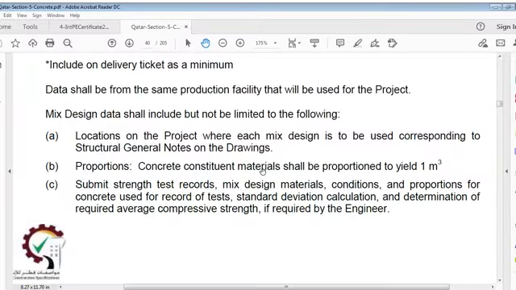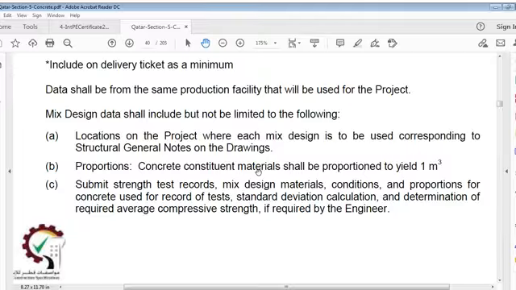Chloride migration coefficient in m square per second, if specified, and that is included on the delivery ticket as a minimum. Data shall be from the same production facility that is used for the project. Design data shall include but not be limited to the following: location on the project where each mix design is to be used, corresponding to structural general notes on drawings. Structural general notes on drawings, this is a must. It's very useful, very supportive to working people, executive people.